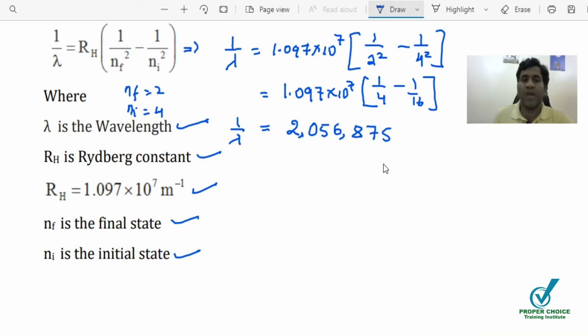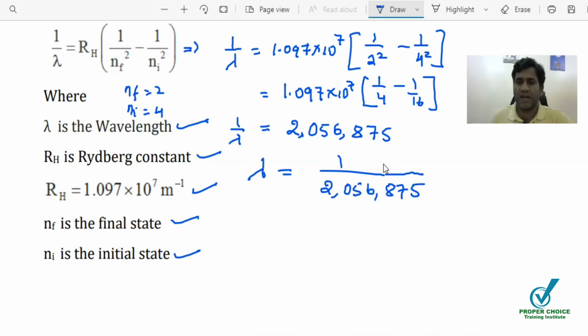But actually we are looking for the wavelength lambda, and this is the value of 1 by lambda. So how do we get the value of lambda? By taking the reciprocal. If you want to calculate the value of lambda, flip it. Flip both sides of the equation. Then lambda is equal to 1 by 2,056,875. As this is a calculator question, if you put these values in exactly, you're going to get the answer. So that's 1 divided by this value.